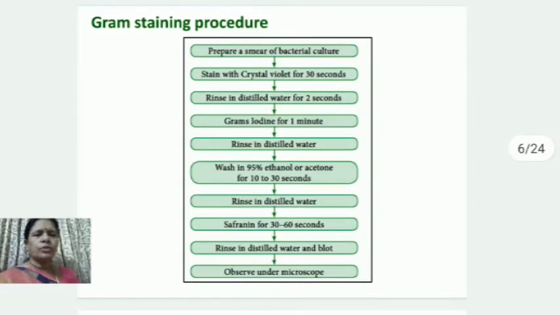And how to stain a bacterium? It is called gram staining procedure. First of all, you have to prepare a smear of bacterial culture. And you can stain it with crystal violet for 30 seconds. Whatever bacteria you are going to stain, you have to keep it for 30 seconds. And you have to rinse it in distilled water for 2 seconds.